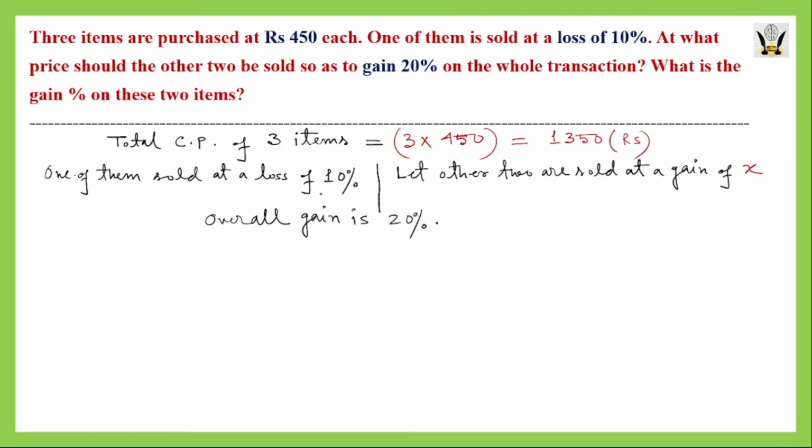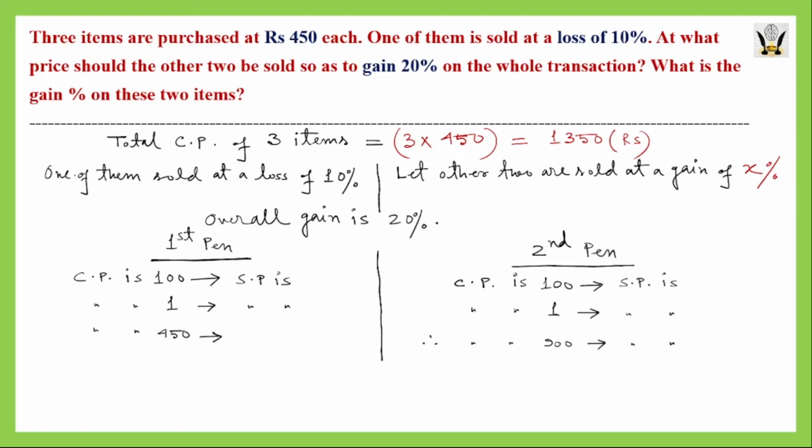So for the first item the loss is 10%, for the other two items the gain is x%, and for the overall transaction the gain is 20%. Based on this information we proceed further. For the first item, the cost price was 450, and the loss percentage is 10%. When the cost price is 100, since it is sold at a loss of 10%, the selling price will be 10 less than 100, so it will be 90 rupees.